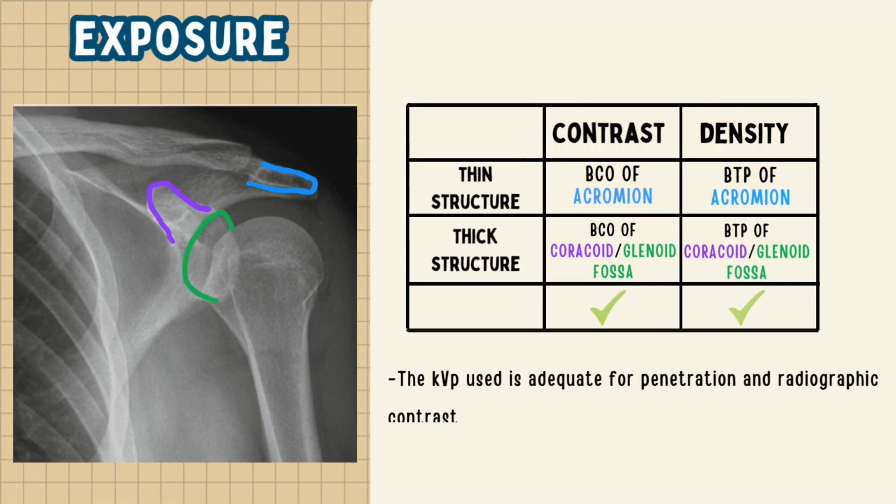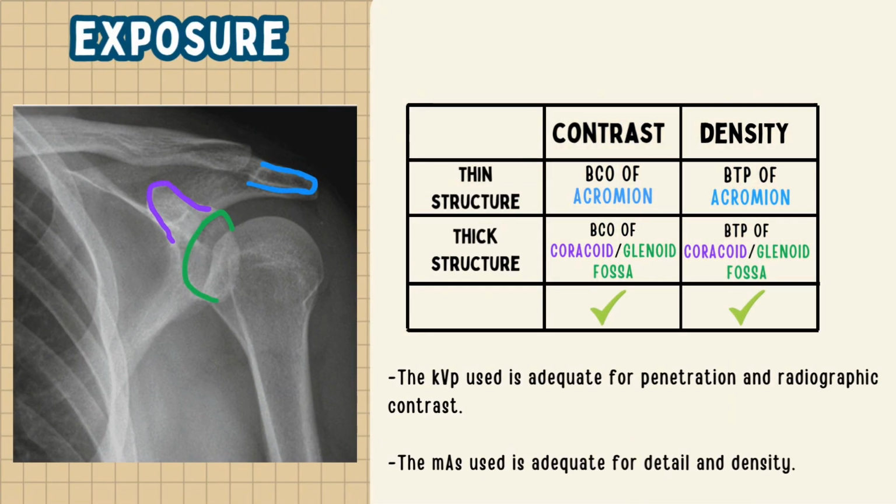The bony cortical outline of the thin structure, which is the acromion, can be seen, and the bony cortical outline of the thick structure, which is the coracoid and glenoid fossa, also can be seen. So, the kVp used is adequate for penetration and radiographic contrast.